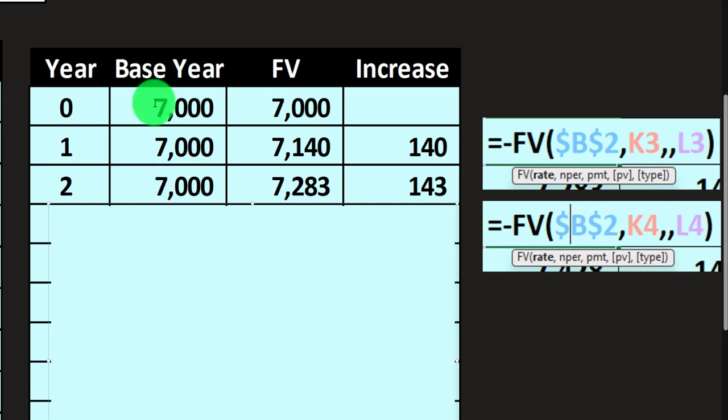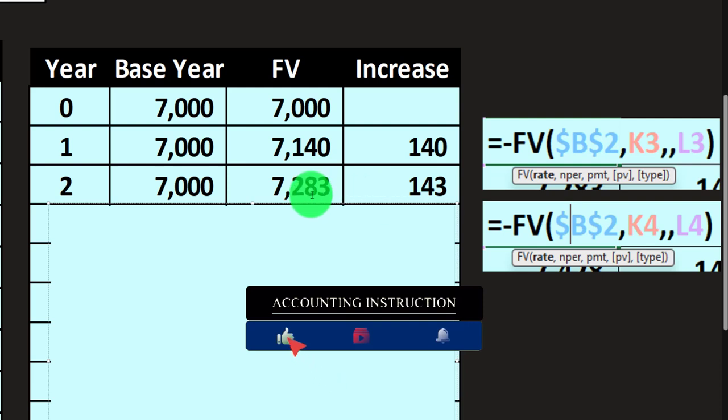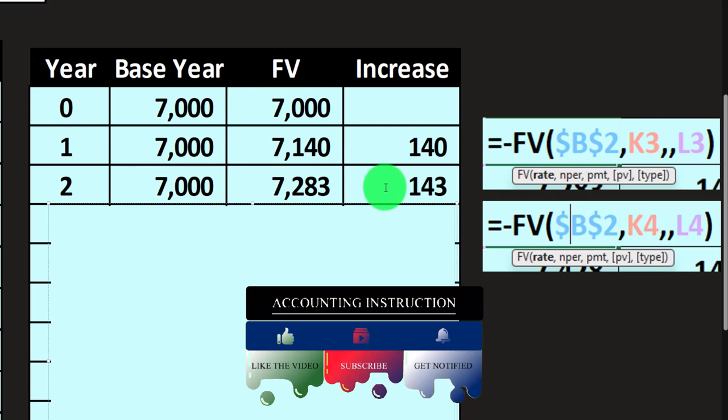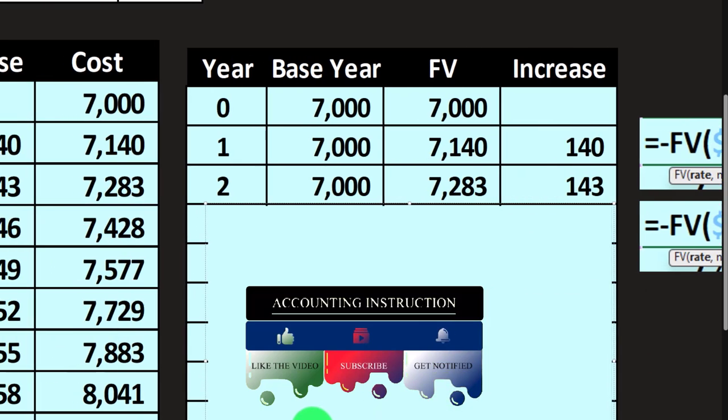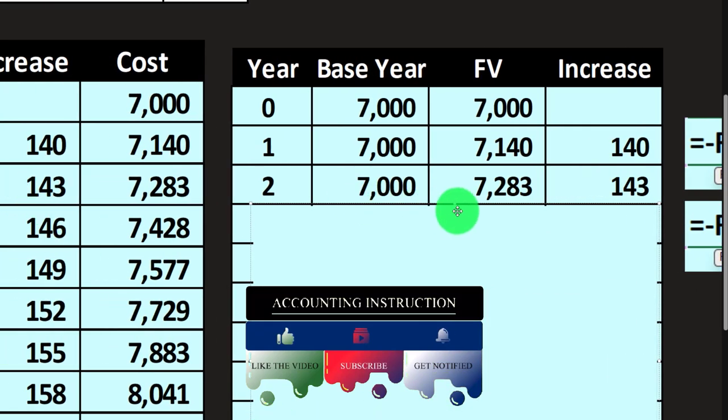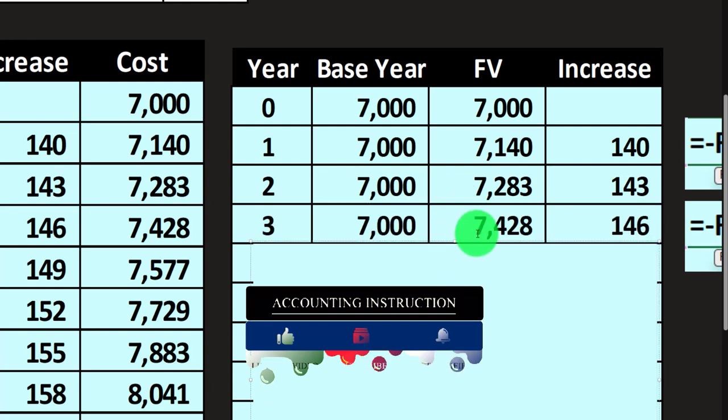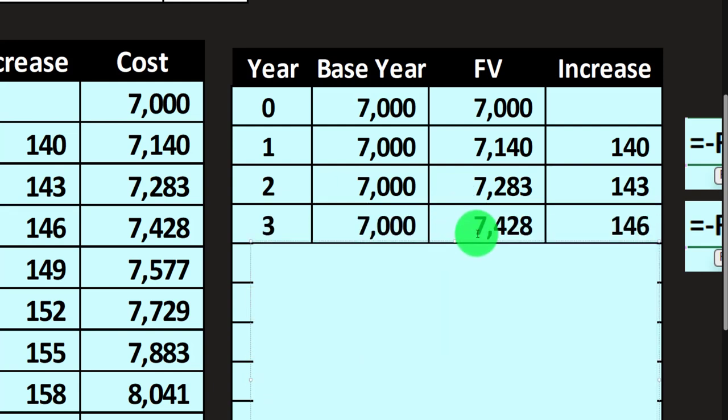If we were to eliminate this whole base year and just use the current year right here, we could make this last one absolute and reference just that one cell. And then I take the difference between the 7,283 minus the 7,140 to get the 143. And so we're repeating the same data here. So we could do that again. Here we would be taking the future value of the 7,000 at 2% rate for three periods, right? And then you've got the difference between this and this, and so on and so forth.